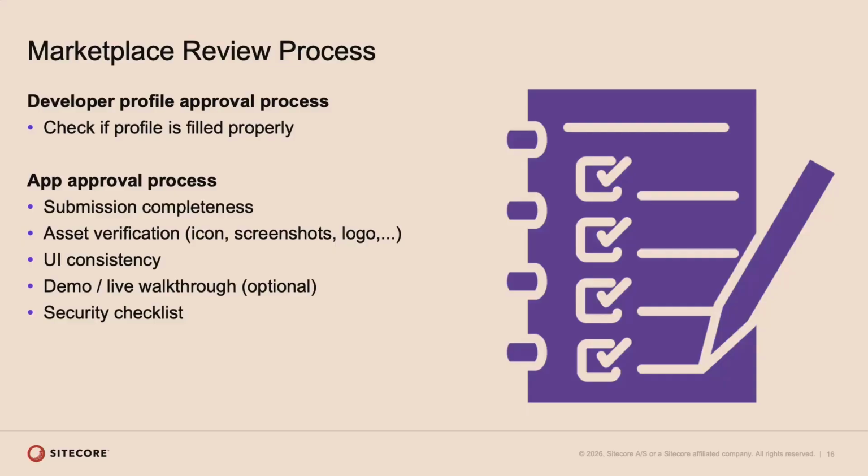We also check some basic things like UI consistency, making sure it looks nice when it's rendered in the app, because we want to make sure that the apps that we have in the Marketplace have a certain level of quality included in them. We might ask for a demo or live walkthrough as we're going through the approval process. And there's also a security checklist, again, just making sure that what we have in the Marketplace available for customers to use is approved by us and that we're happy that customers are there using it.